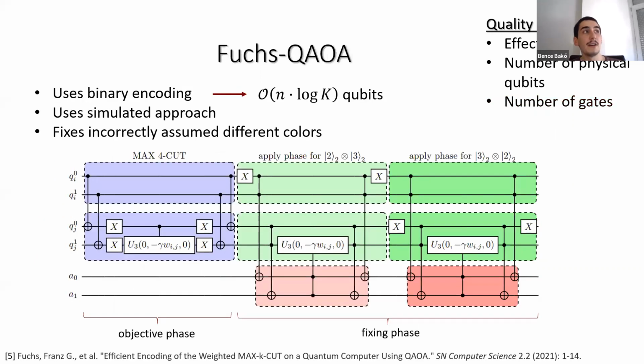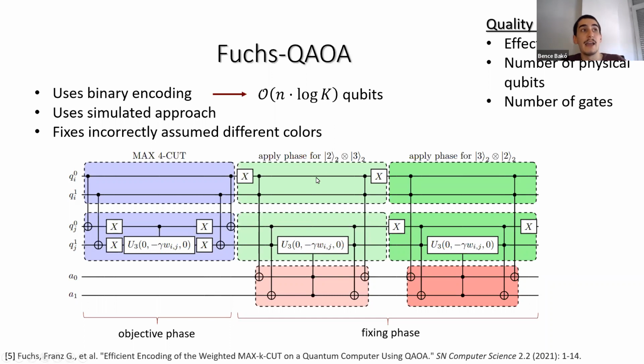There has already been a version of QAOA which uses basically this simulation technique, which is by Fuchs and colleagues, which we call Fuchs QAOA. And it also uses binary encoding with this simulated approach. And then it applies additional circuits for fixing the incorrectly assumed different colors. So let's say if we have the max 3-cut problem, then first we apply the max 4-cut because here in the objective phase we need k to be a power of 2.